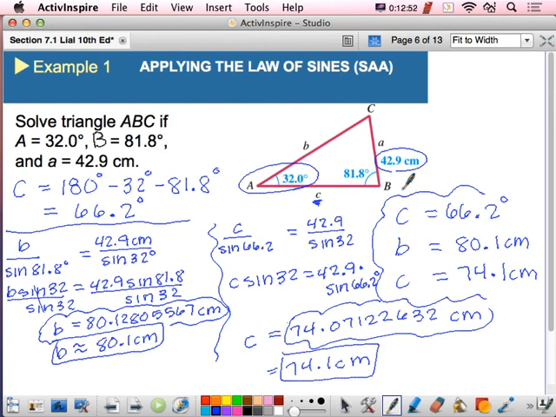Got it? Okay, now let's check B. It's going to work out better if you take the unrounded. So take 80.12805567 and divide it by the sine of B, which is 81.8. Are those ratios the same? Yes. Are they the same all the way through? If you use the rounded answer, they will only be the same rounded to the significant digit. But if you use the unrounded answers, they will be the same to about 8 or 9 decimal places at least. Does that make sense?